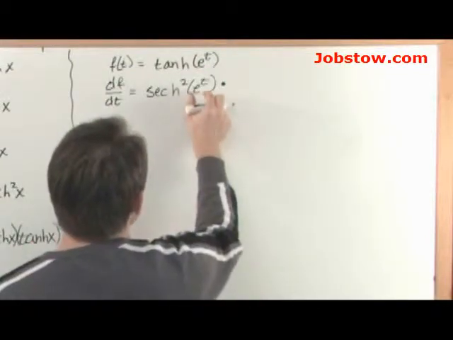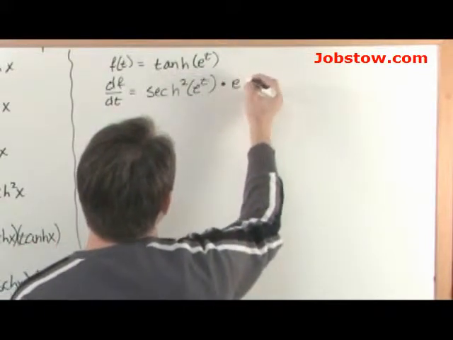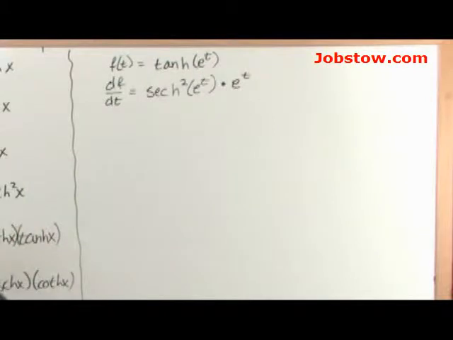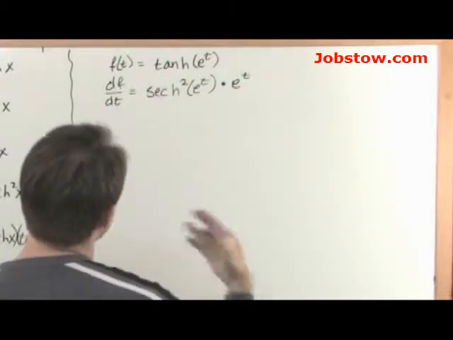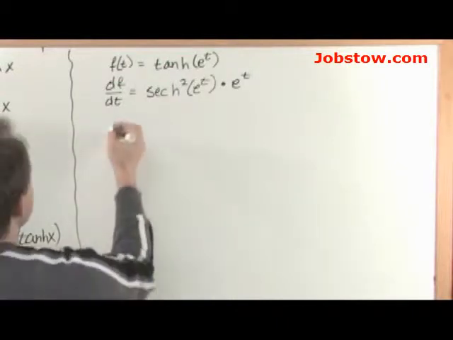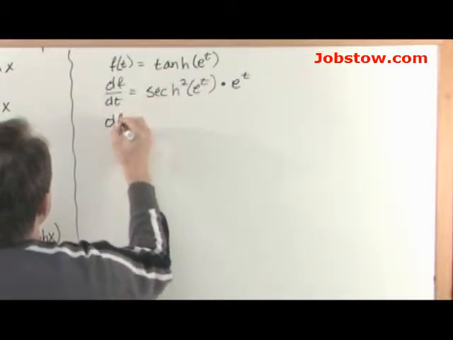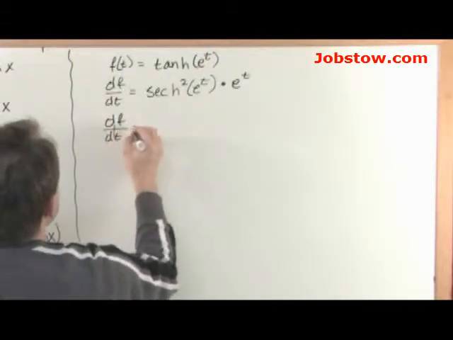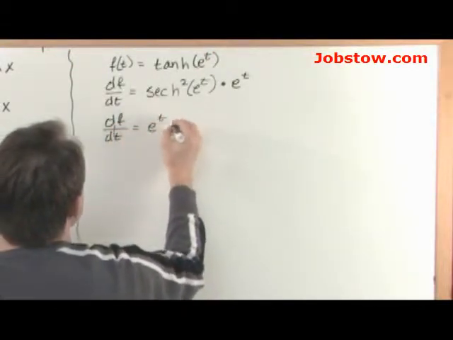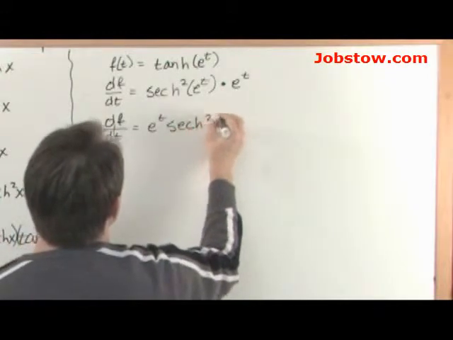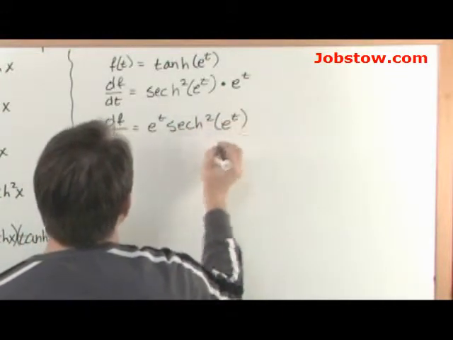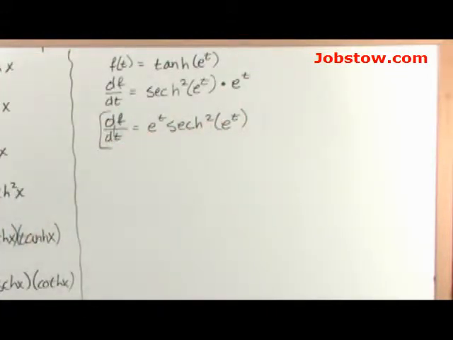Derivative of e to the t, you should know from your basic calculus, is just simply e to the t. The exponential function is the indestructible function. You keep taking the derivative of it over and over again, and it never dies. So you just leave it there. So df dt, just rewriting, e to the t hyperbolic secant squared of e to the t. That would be the answer. e to the t hyperbolic secant squared of e to the t.